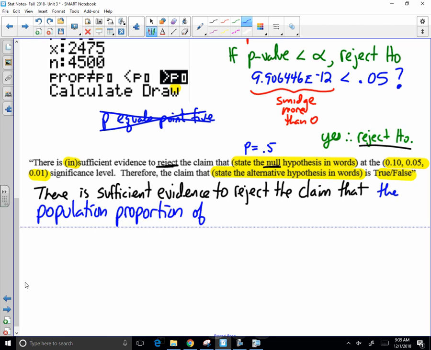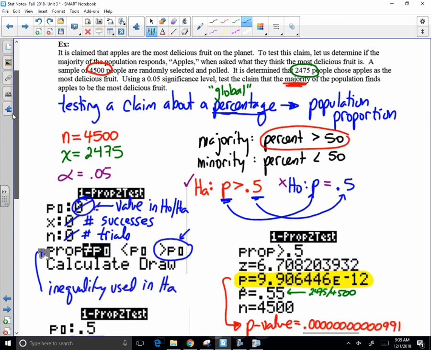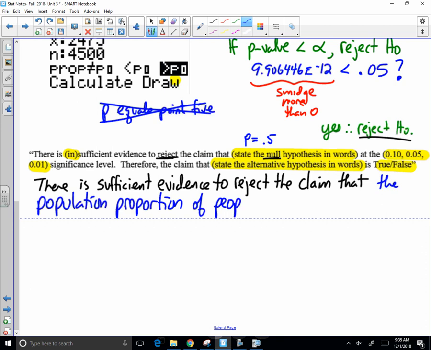of, and you could simplify things, you could paraphrase. I don't expect people to write, what is it, population proportion of people who find apples to be the most delicious fruit. That's a lot. Of people who like apples. So that population proportion is your P. You don't have to designate it as P in the write-up; I'm just doing that for note-taking purposes. So the population proportion of people who like apples is 0.5. You could say 50% if you want. That's what my null hypothesis is stating.